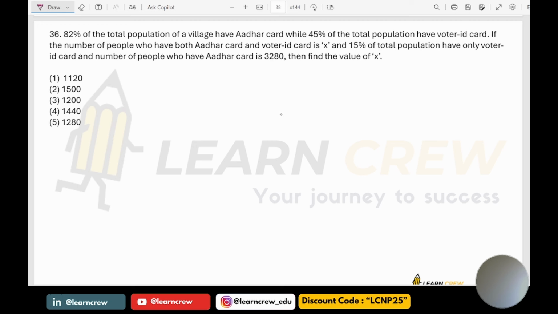So it is given that 82% of the population have an Aadhaar card. 82% is 3280, which means the total population would be 4000. The number of people who have both Aadhaar and voter ID is X, which is how much? 45 minus 15% is 30% of 4000, which is 1200.